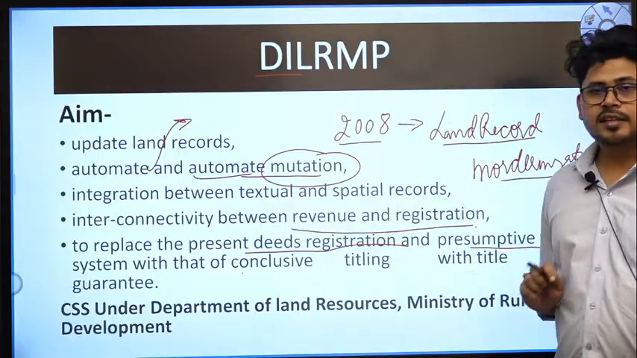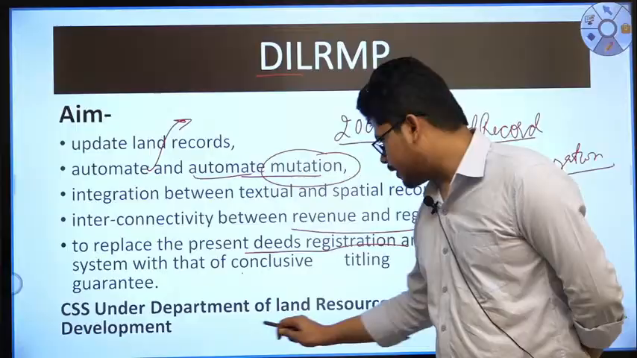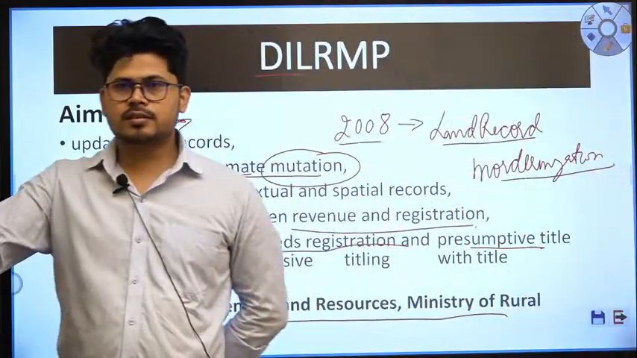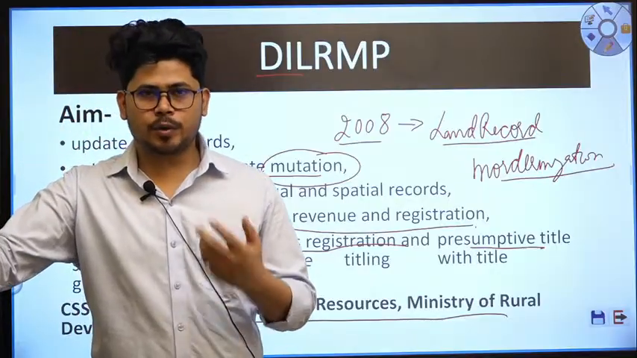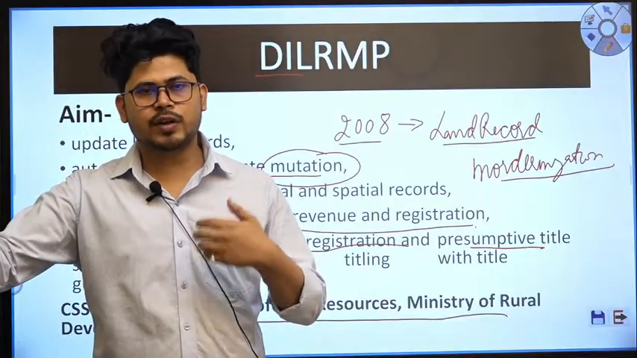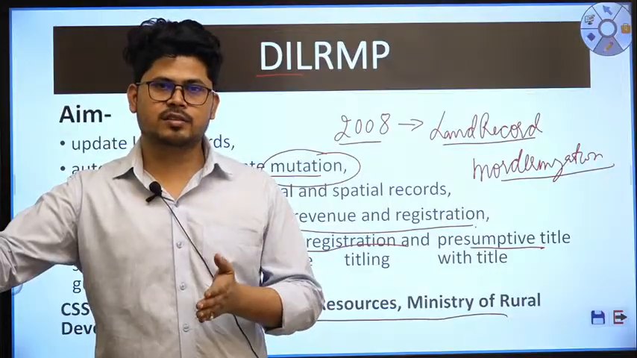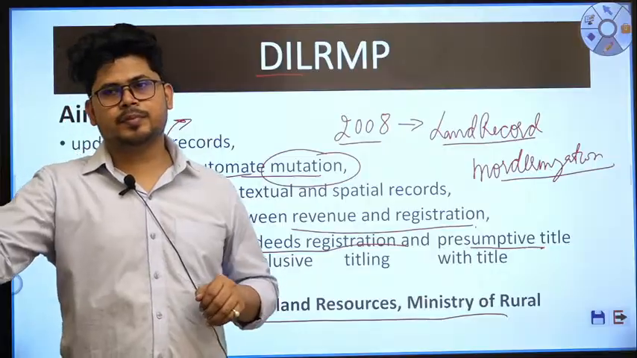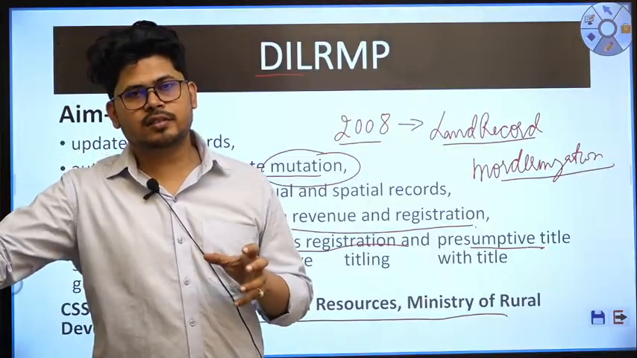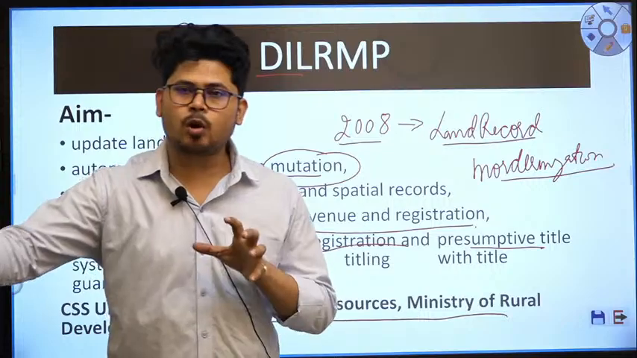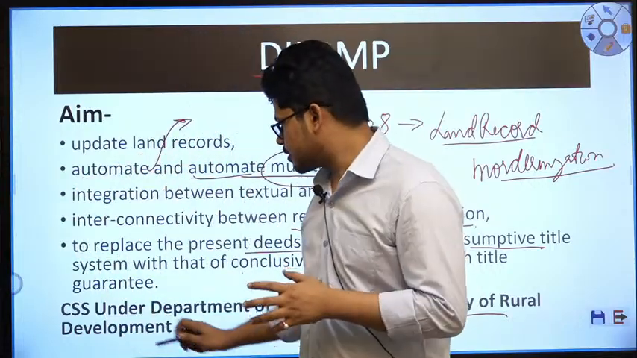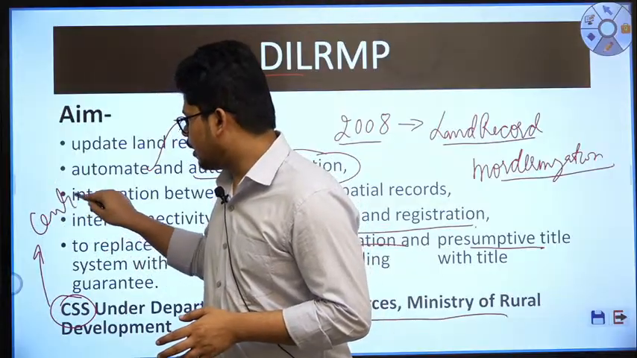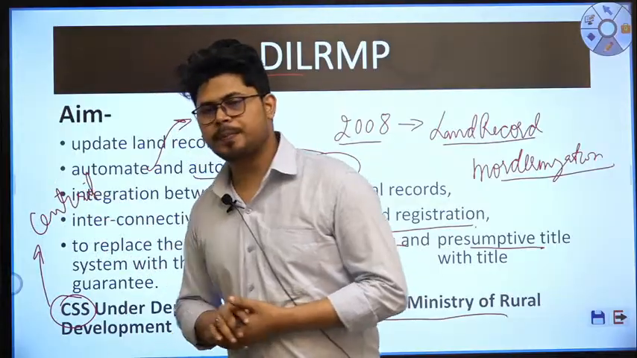Now it is a central sector scheme under the Department of Land Revenue, Ministry of Rural Development. Now very important thing is, if the land development, the development of land, the revenue from the land is under the state list, then how can a central government scheme be implemented? Okay, so what the central government does is it bears all the expenses. Central sector scheme, okay, meaning who will bear the expenses? Central government will bear 100% expenses.